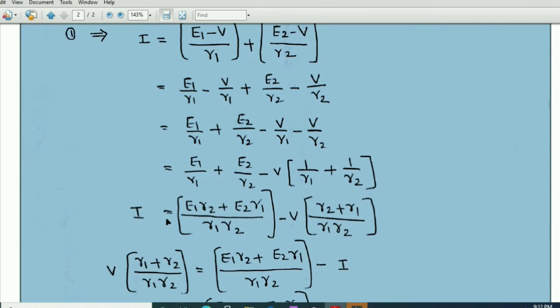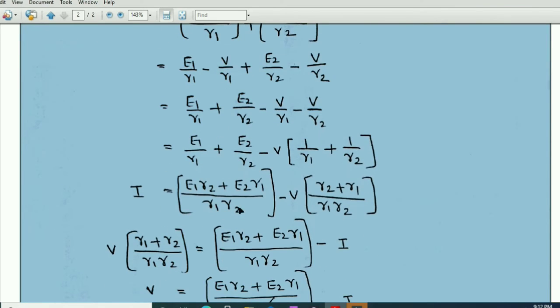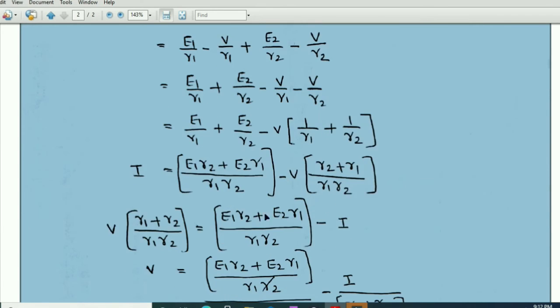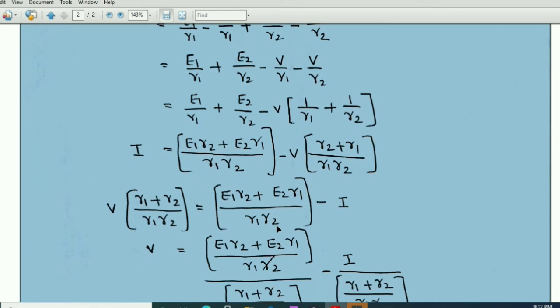Now I is equal to, so the LCM is R1 R2. In the numerator we will get E1 R2 plus E2 R1, minus V into, in this term also the LCM is R1 R2 and in the numerator you will get R2 plus R1. Now let us write this equation as: if you take this minus V into (R2 + R1)/R1 R2 to this side, it gives positive V, that is V into (R1 + R2)/R1 R2 is equal to (E1 R2 + E2 R1)/R1 R2 minus I.